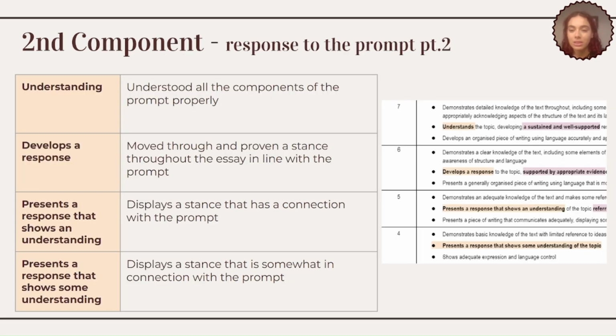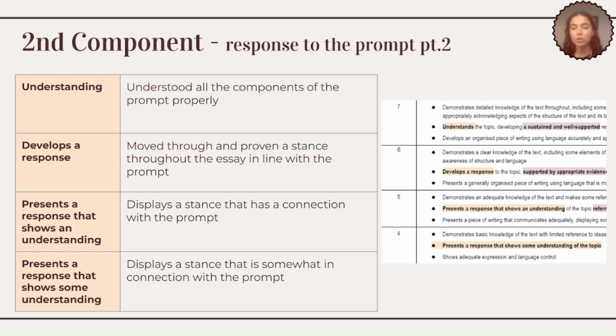Moving down to 7 and below, you've understood all components of the prompt correctly, right? There's no misunderstandings. You've acknowledged it all. That is fine, and they're understood clearly. Number 6, you've moved through, developed a response, right? You've moved through and proven a stance throughout the essay, which is in line with the prompt. Okay, so you are giving a stance that's in line with the response, but not quite 100%, in response to all components of the prompt.